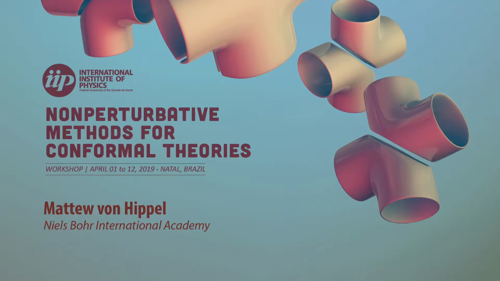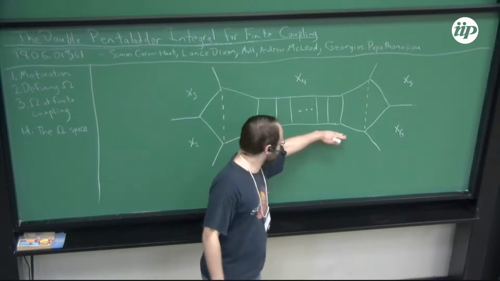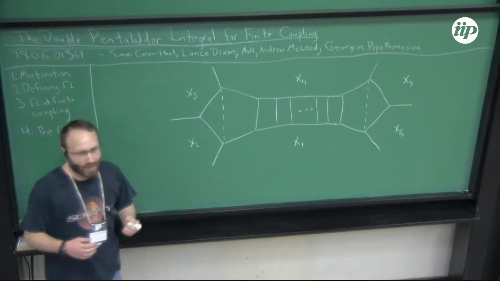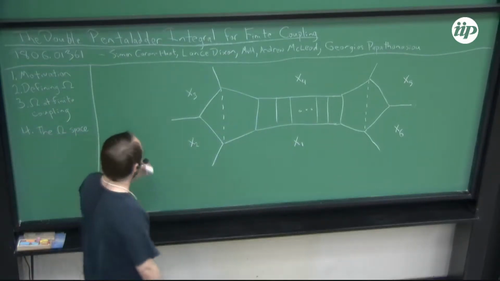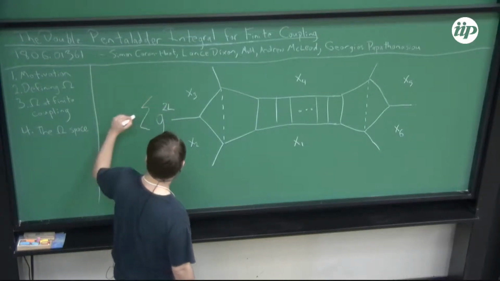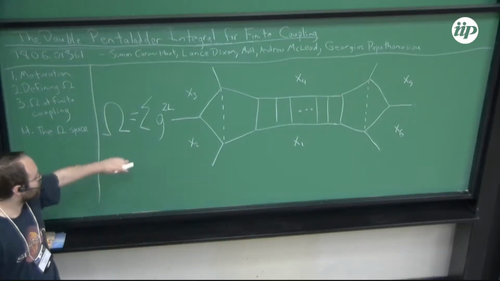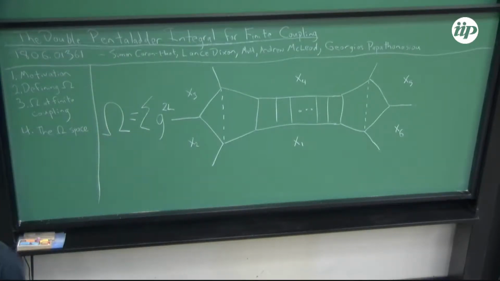So there's a pentagon on either side. There's a ladder in the middle of any length you like. And I'm going to think about these things as being summed up with g to the 2l to give some finite coupling function, which I'm just going to call omega.